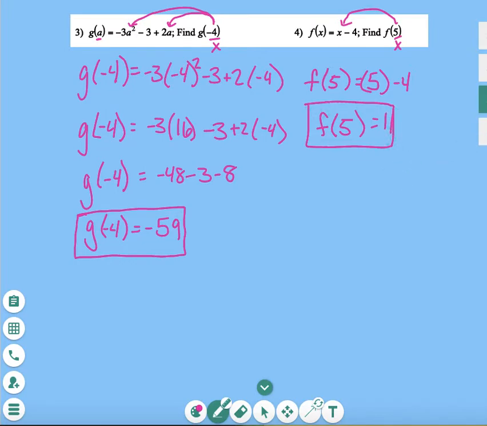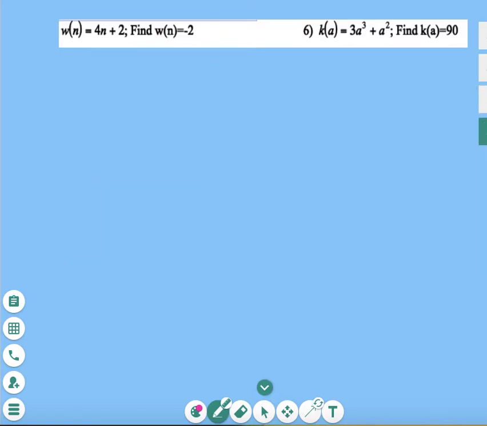Now, when we start to talk about evaluating on the other side, where I give you a y value, that makes things a little bit more complicated, only because you need to follow your solving process instead of your simplifying process. In this case, Wn equals 4n plus 2, and I've given you the value of Wn. So I'm going to replace Wn with the value that I gave you, and then I would follow normal solving to get to a final answer. So subtracting the 2 from both sides and dividing.